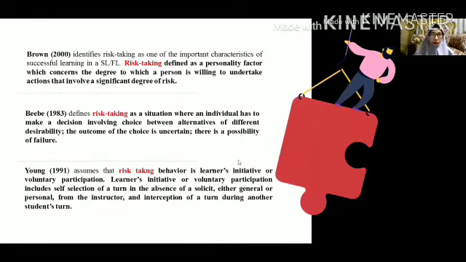Meanwhile, Young 1999 assumes that risk-taking behavior is learners' initiative or voluntary participation. Learners' initiative or voluntary participation includes self-selection of a turn in the absence of a solicit, either general or personal, from the instructor, or interception of a turn during another student's turn. And here, general solicit is a request made by the teacher for a response from anyone in the class. Personal solicit is a teacher question to respond directed at a particular individual student.